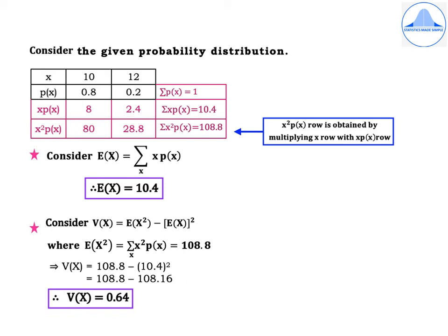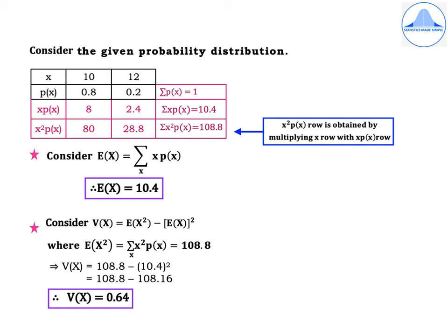Now let us first find out E of x, E of x square and V of x. Then we will find out all the expectations, variances and standard deviations which are asked in the question. So first write the formula. Consider E of x, which is equal to summation over x, x p of x. Now you don't have to do any more calculations. You directly write the value from the table, that is the third row. Therefore E of x is equal to 10.4.